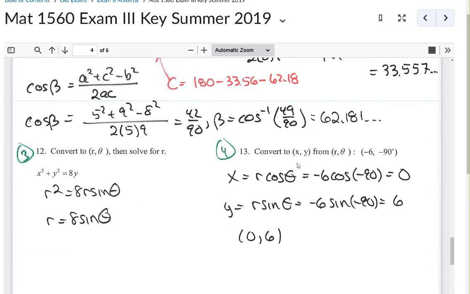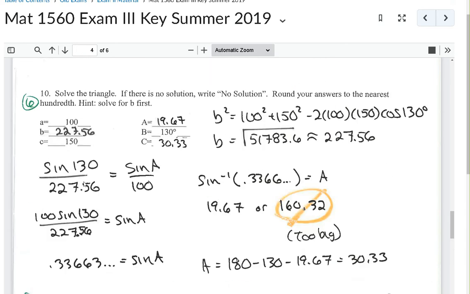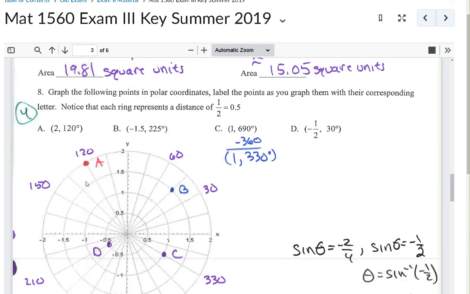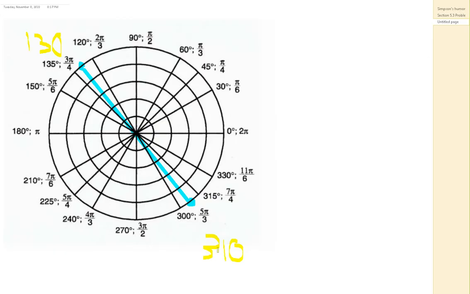Another conversion problem, this time converting points. Another conversion problem, this time it's an equation. Problem 10 and 11 aren't going to be on our test, but graphing some points definitely will be. We practiced some of those. Trying to think of some of the questions that we just covered today.